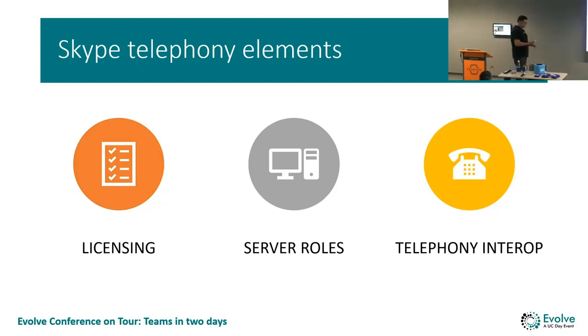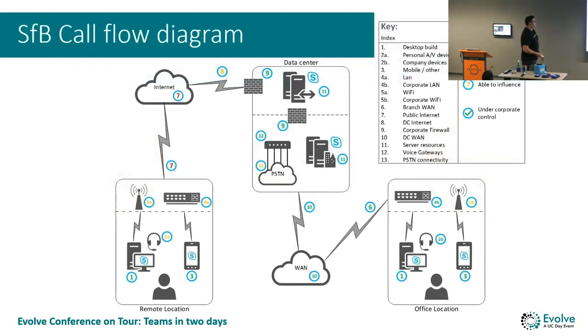Server roles. We had some choices around Standard Edition or Enterprise Edition. You had the choice around mediation servers, whether they were separate, whether they were co-located with your front ends. And then you had some form of telephony interop. So that was either a SIP trunk direct into your Skype for Business servers, or it was some form of gateway, or it was a SIP trunk to some form of compatible PBX, Cisco or what have you. And that was all nice and straightforward. You knew what was going to happen.